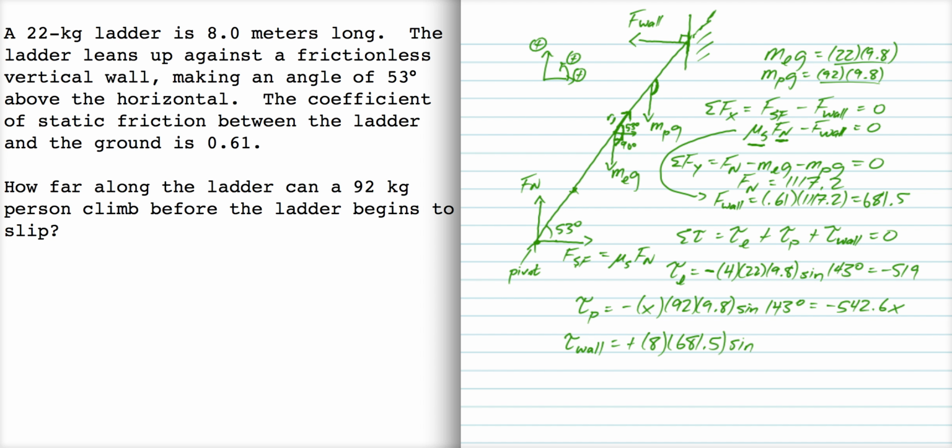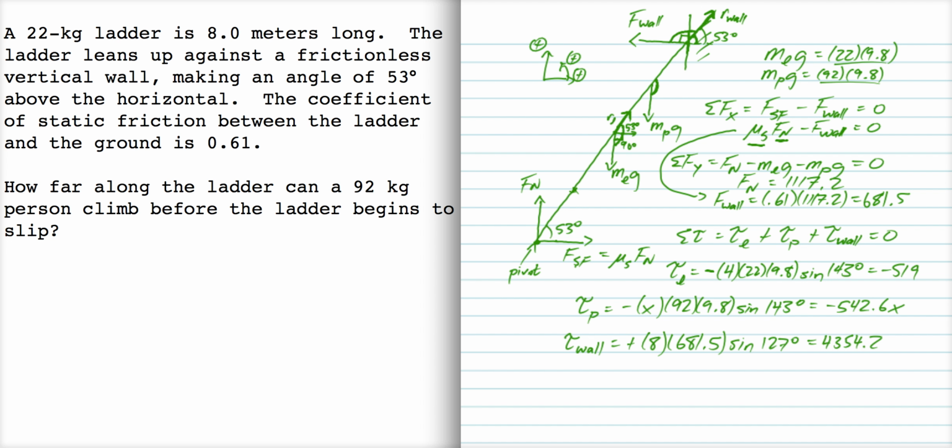Sine of what? The r vector for the wall points that way, and I know that this angle is 53 degrees. So that makes this angle 180 minus 53, because these two angles have to add up to 180. So 180 minus 53 is 127. Again, there are other ways to calculate that angle, but that works for me. That's 4,354.2.